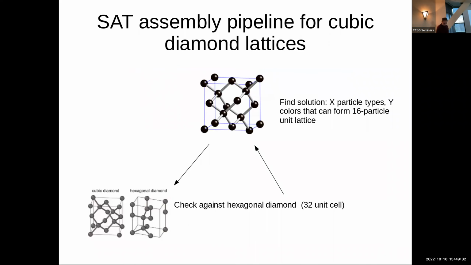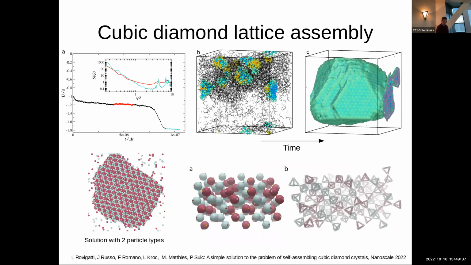Okay, we also did the design for the other lattice. I will skip it in the interest of time. So the other highly coveted system, the cubic diamond, we also have a tentative solution identified with the same method, which works in simulation, and we have an experimental design, but we haven't moved on to realization of this particular design yet.